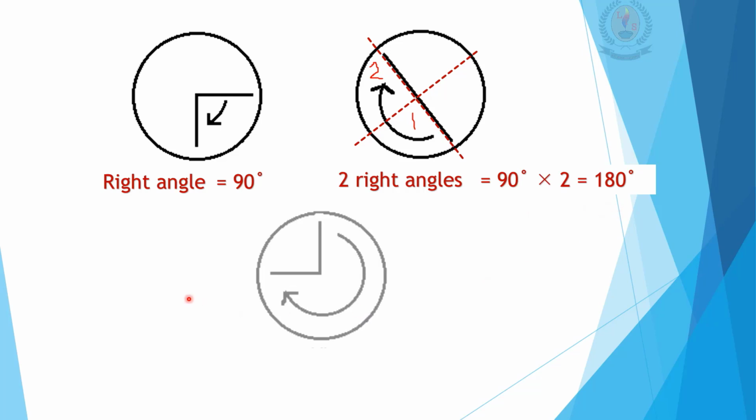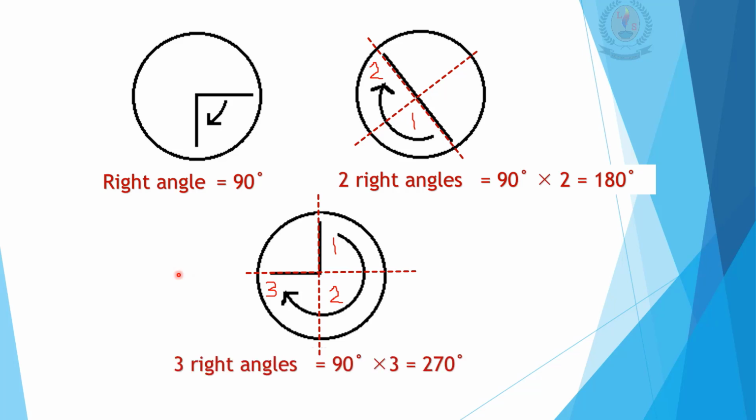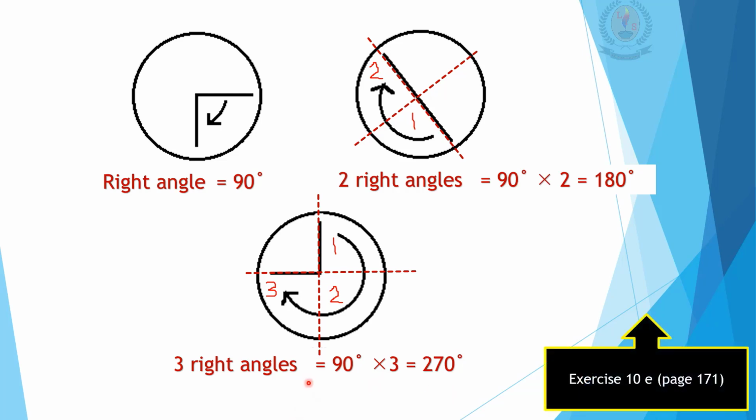In the same way, we can find this fraction of revolution even. Here, we know it's 3/4 of a revolution, which means, yes, there are 1, 2 and 3 right angles. So, if we want to calculate the size of 3/4 of a revolution, we can multiply the size of a right angle by 3. 90 into 3 is 270 degrees. So in that way, the exercises on page 171 ask you to find the size of some fractions of revolution. Try to find them even.